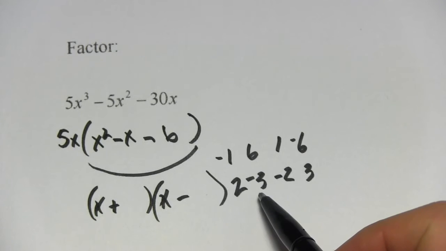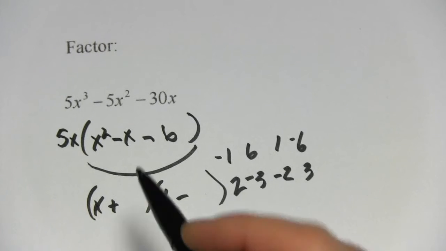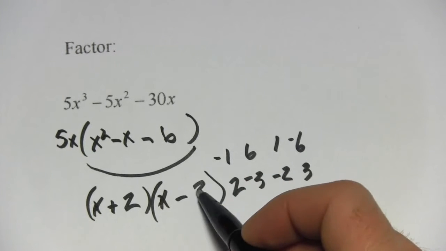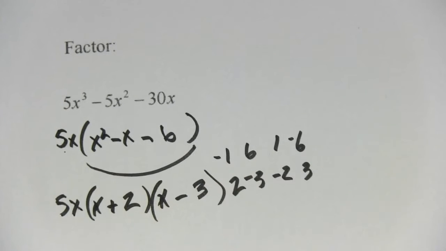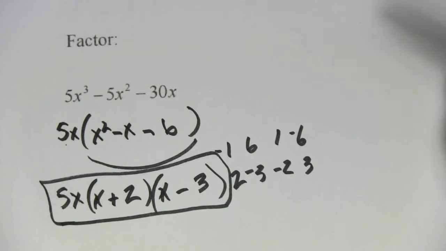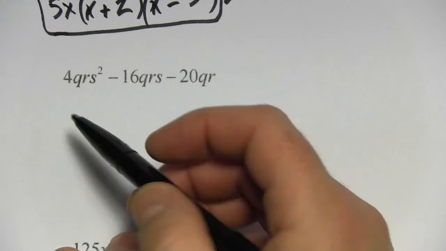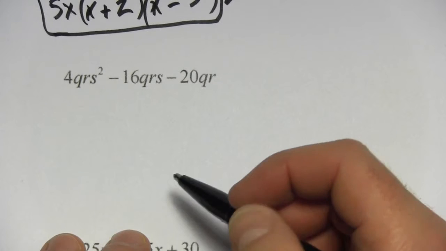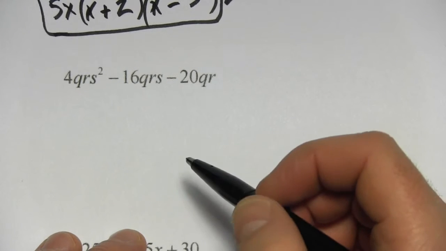And it looks like 2 and negative 3 are going to multiply out to be negative 6 and add up to be negative 1. So we'll put the 2 here and the 3 here. And then this factor comes along for the ride in the answer. And that is our factored trinomial. All right, let's look at the next one. So in these problems, remember, we're looking for something we can factor out first to make it look like a normal trinomial that we can deal with.